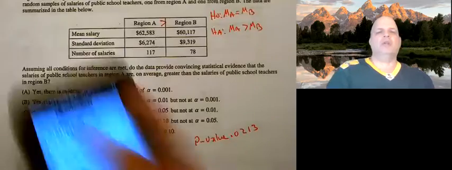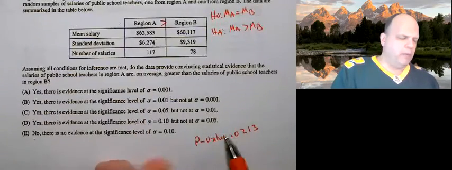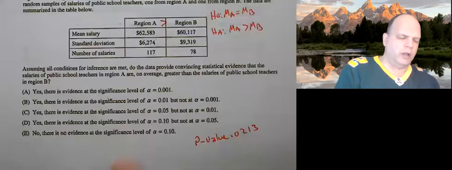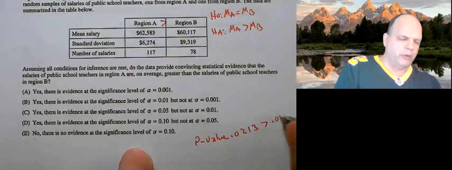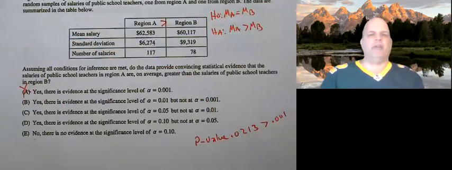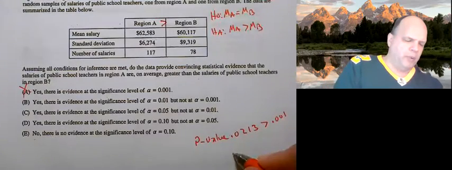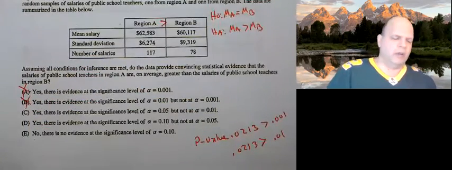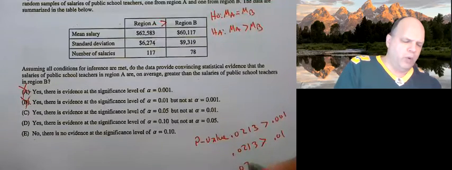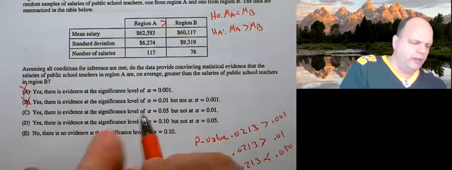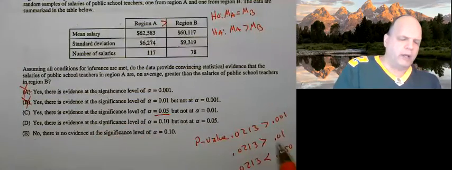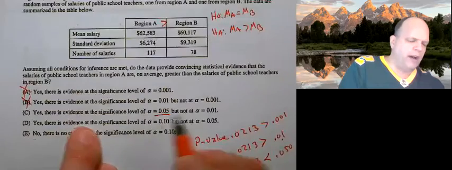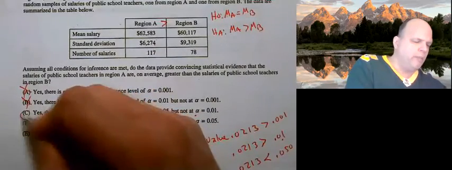All right, so p-value 0.021, I compare it to 0.001, it's greater than 0.001, so not enough evidence. I compare 0.0213 to 0.01, it's greater, not enough evidence. I compare 0.0213 and it's less than 0.05, so there is enough evidence at 0.05, but it's greater than 0.01, so yes at 0.05, but not at 0.01.